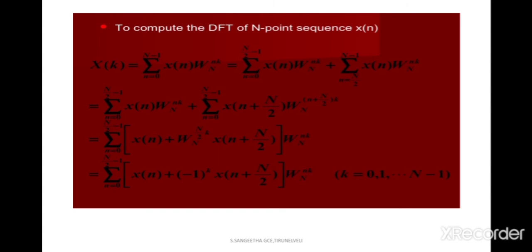Next, here we have x of n, and we have substituted n equal to n plus N by 2 here. The range will be 0 to N by 2 minus 1.